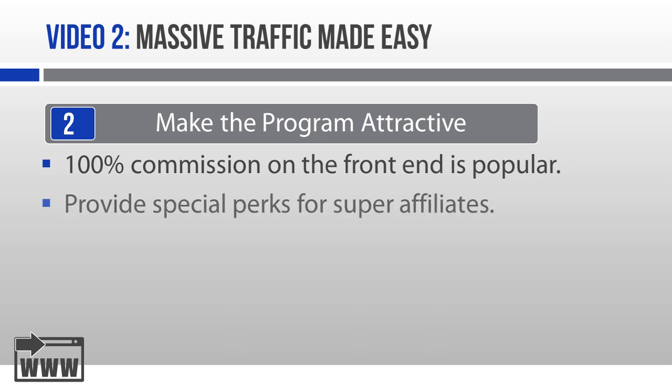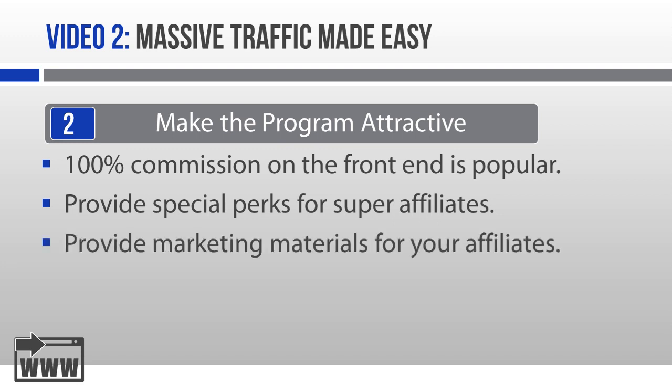You may also want to set up special perks for super affiliates. This can include things like higher commission rates on the front end and on the upsells, maybe some financial bonuses for making sales goals, personalized landing pages, and special perks for their customers such as extra bonus products or exclusive discounts. Okay? Another way to make your program attractive is to create marketing materials for your affiliates to use.